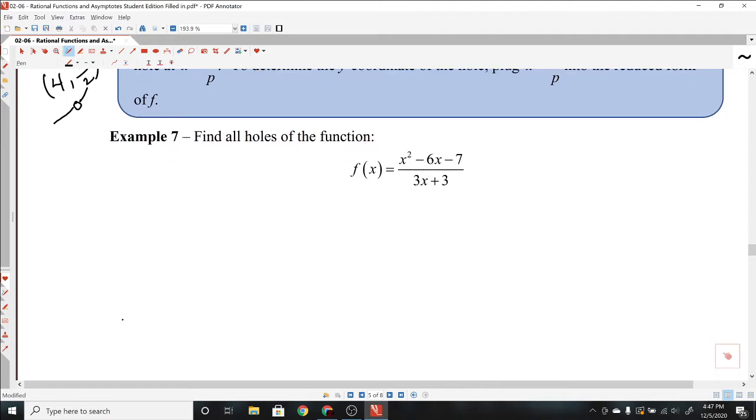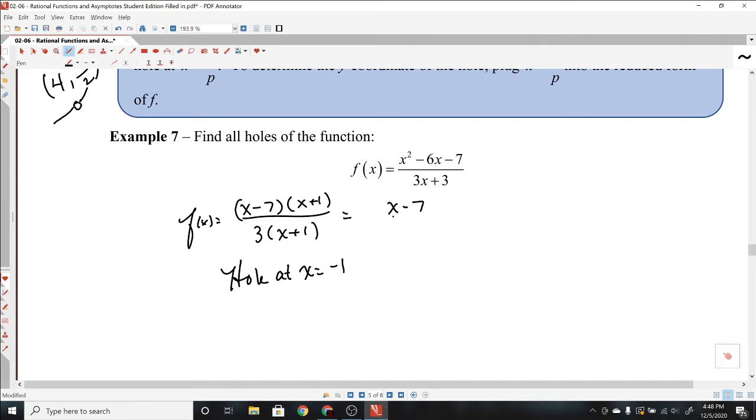So find all the holes of this function. In this case here, we're going to go ahead and take that function, f of x equals, factor the top, so it's x minus 7 over x plus 1. Common factor on the bottom is 3, and I get an x plus 1. So we have a hole at x equals negative 1.